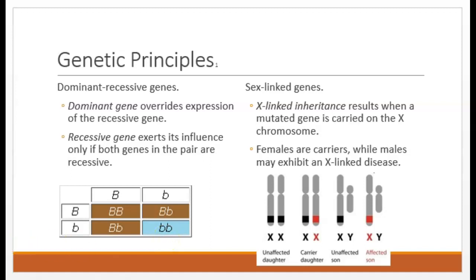Another thing to know about are sex-linked genes. When a mutated gene is carried on the X chromosome, the result is called X-linked inheritance. This is a much bigger deal for males than for females, because females have 2 X chromosomes, so one can act as kind of a normal backup copy. However, males only have 1 X chromosome. Their other sex chromosome is a Y, so if there is damage to their Y chromosome, they don't have a backup.